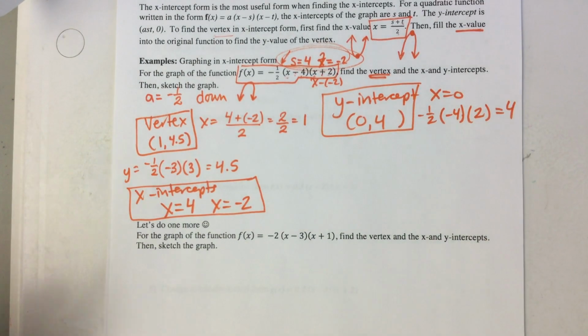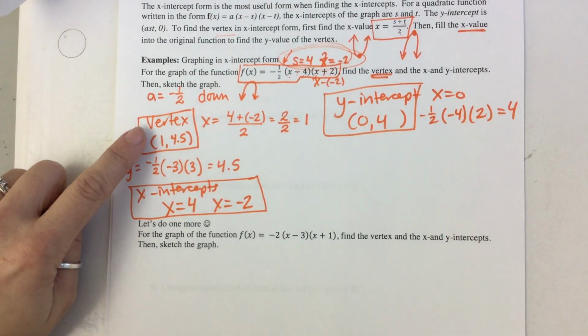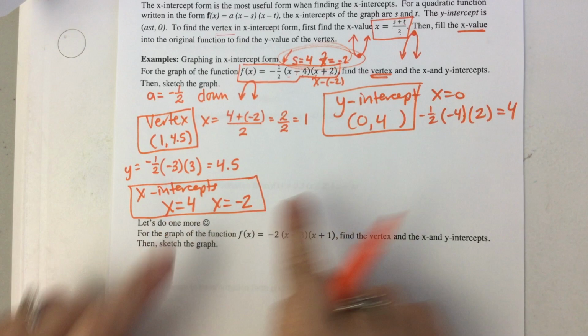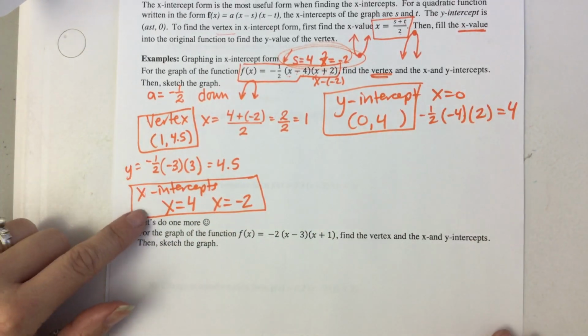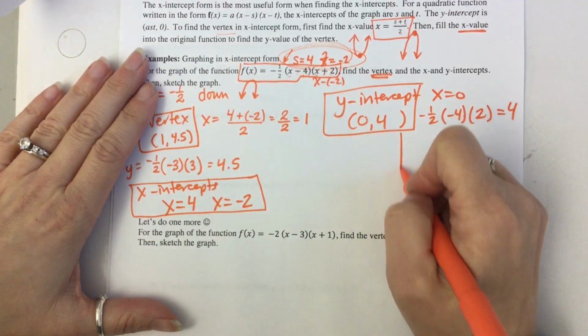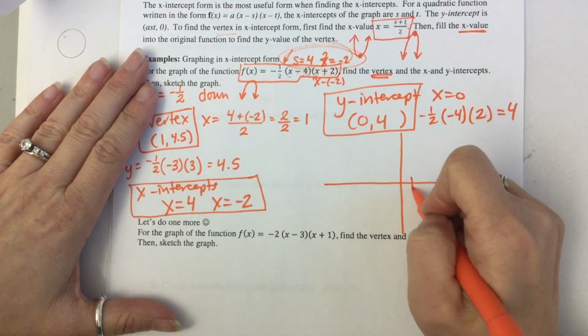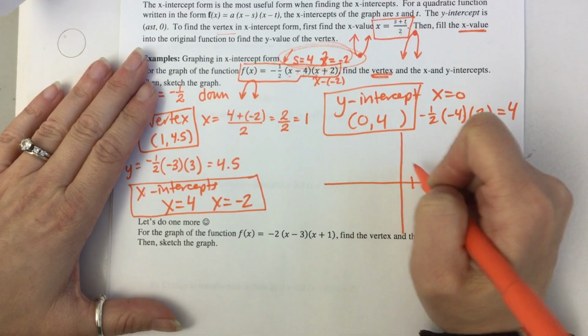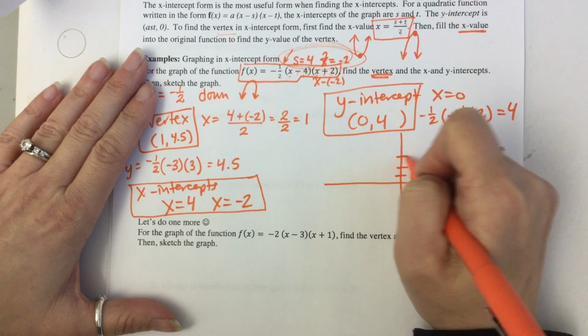That's everything. I know that the graph is going to open downwards. I know the center point. I know where it crosses the x-axis. I know where it crosses the y-axis. So let's go ahead and graph it. If I go 1, 2, 3, 4, 5 in each direction, that's enough to show the whole graph.